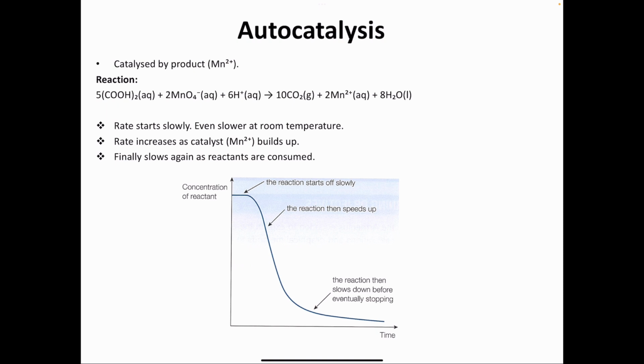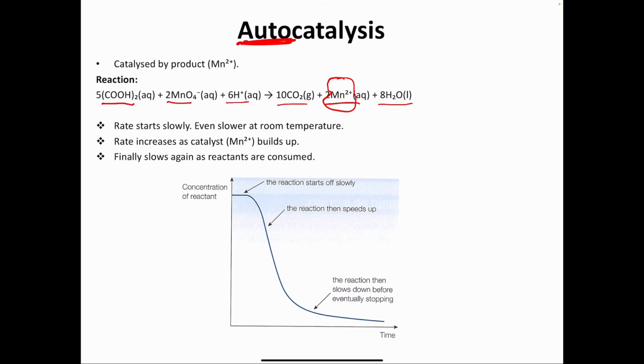In a reaction where ethanedioic acid reacts with manganate(VII) in acidic conditions, because it's acidified, we produce carbon dioxide, manganese 2+, and water. In this case, Mn2+ is going to be the catalyst. We call it an autocatalyst because the reaction is self-catalyzing.